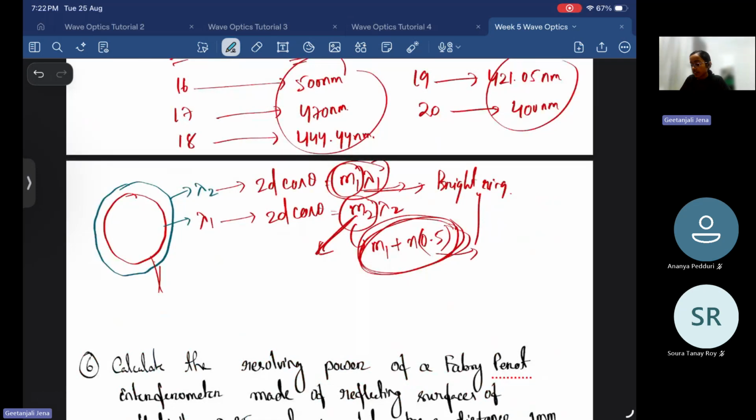And this will give a dark ring. So that means it will cancel with each other. If these are close, then they will cancel. But even though, let me check it again if the explanation is correct or not.